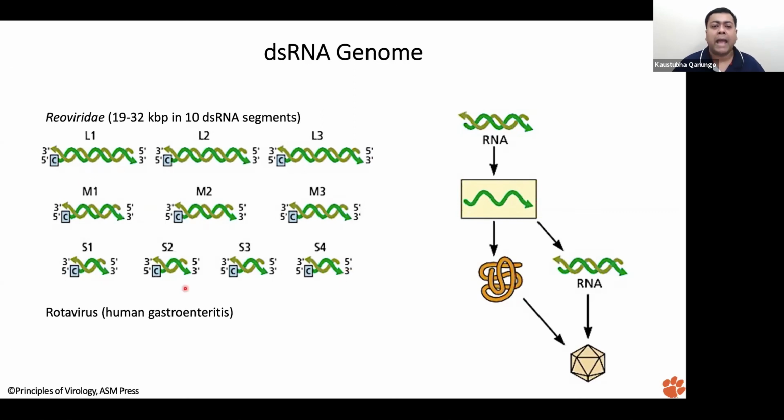And they're all packaged inside the virus, a double-stranded segmented RNA genome. The human rotavirus is another example, which can also have a double-stranded genome. So it's pretty easy. From the double-stranded RNA, you can make the mRNA directly, as a copy on top of your minus strand. And from that, you can make the protein the same way.